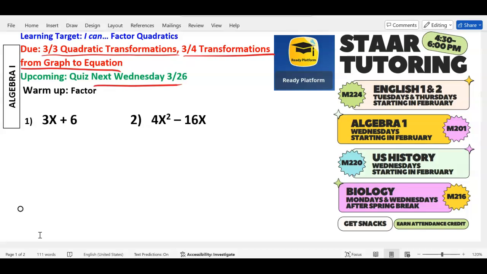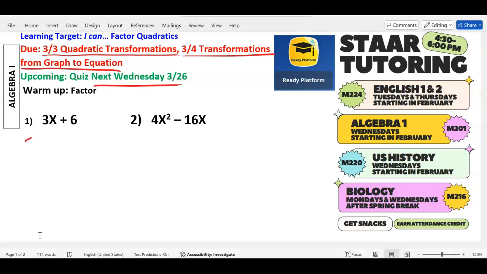They both can be divided by the same number. They both have a factor. So what goes into 3 and goes into 6? 2 can go into 6, but 2 does not go into 3. But 3 goes into itself, and 3 goes into 6. So a common factor of 3x and positive 6 is 3.